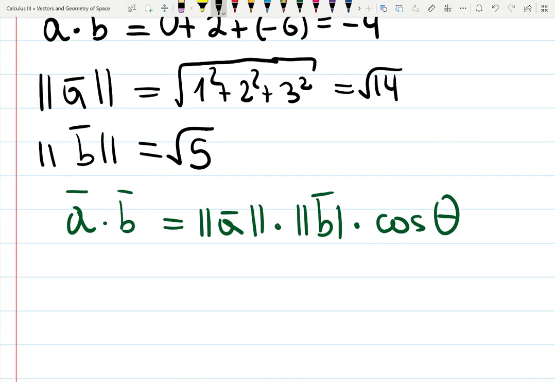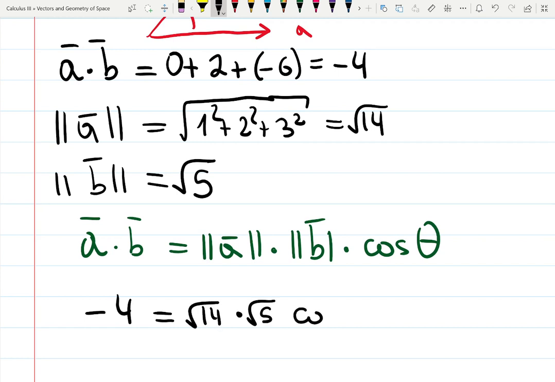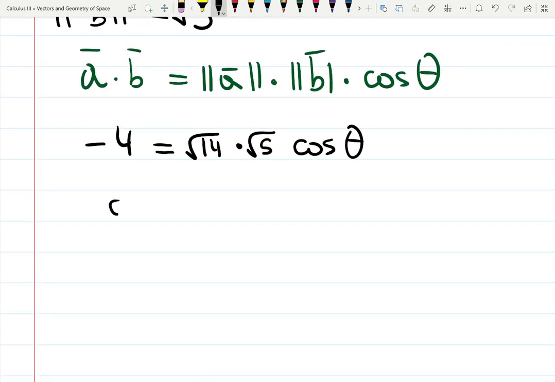A dot B is minus 4. You see, it's a number. The result of the dot product is a number. Size of A is square root of 14. Size of B is square root of 5. Cosine we don't know, and that's because we're looking for it. Solve for cosine. Cosine of theta, let me know if it's too fast, is minus 4 over square root of 14 times square root of 5, which is square root of 70.